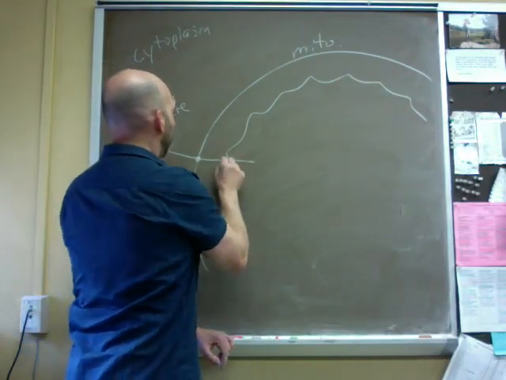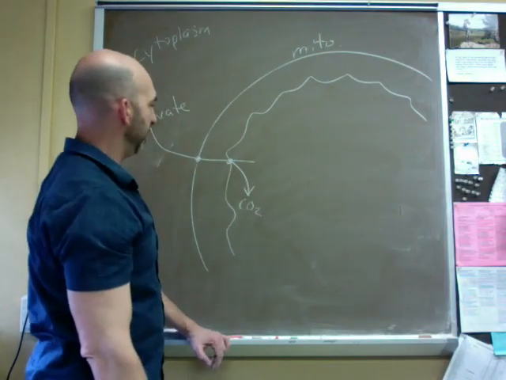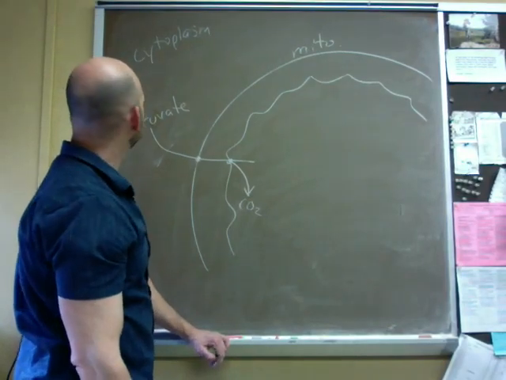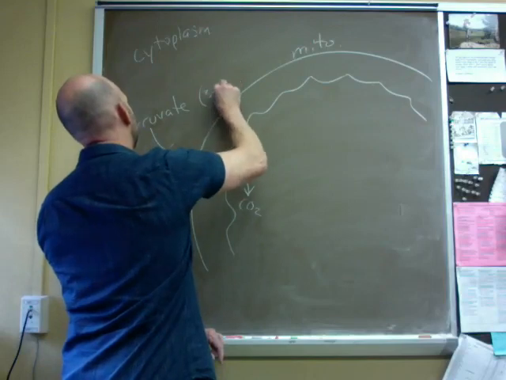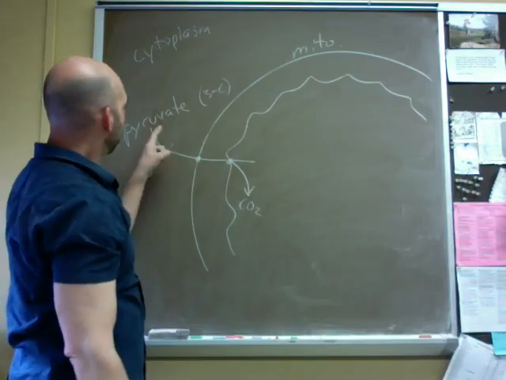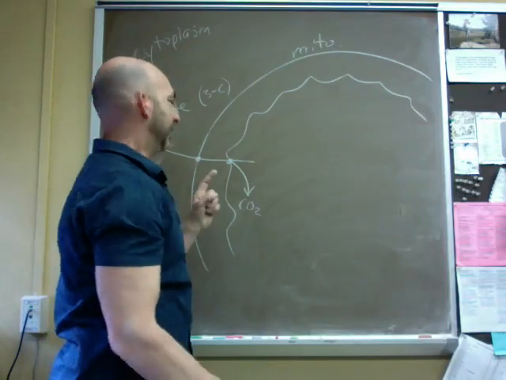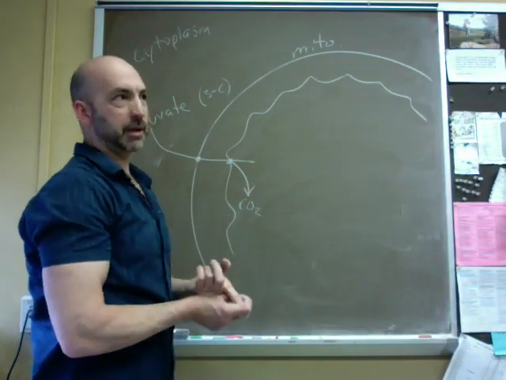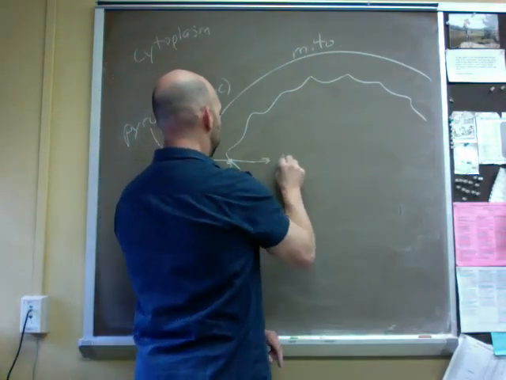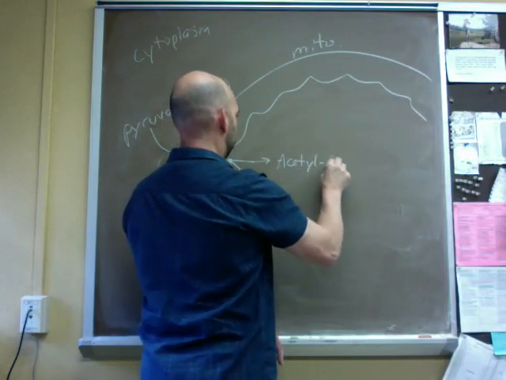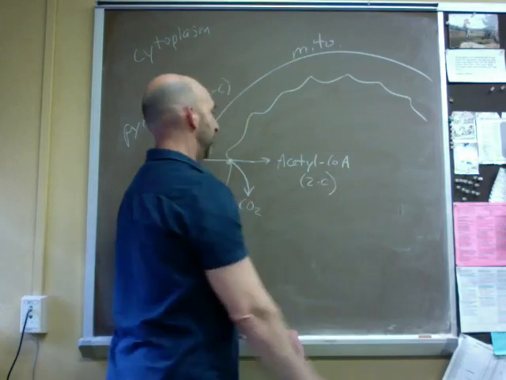And along the way, it's being processed, and it's going to have a carbon dioxide removed from it upon entrance to the mitochondria. And so it goes from a 3-carbon to a 2-carbon, and this is going to happen twice because there are 2 of them. A 2-carbon group is an acetyl group, and it's going to become stuck to a coenzyme A. And so we end up with acetyl-CoA, right? Again, that's a 2-carbon molecule.